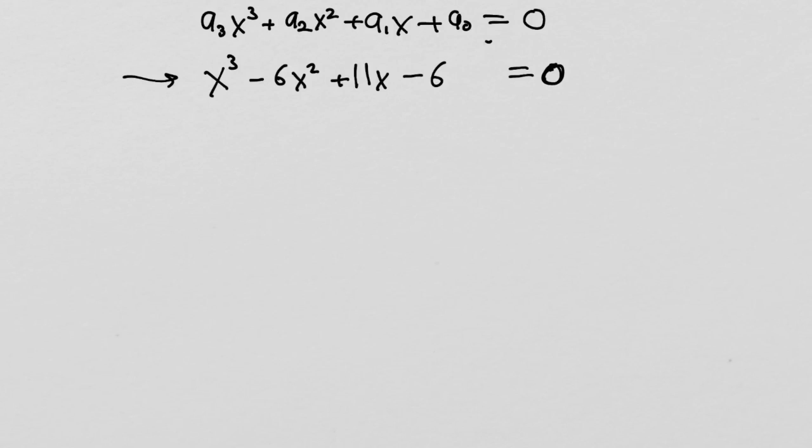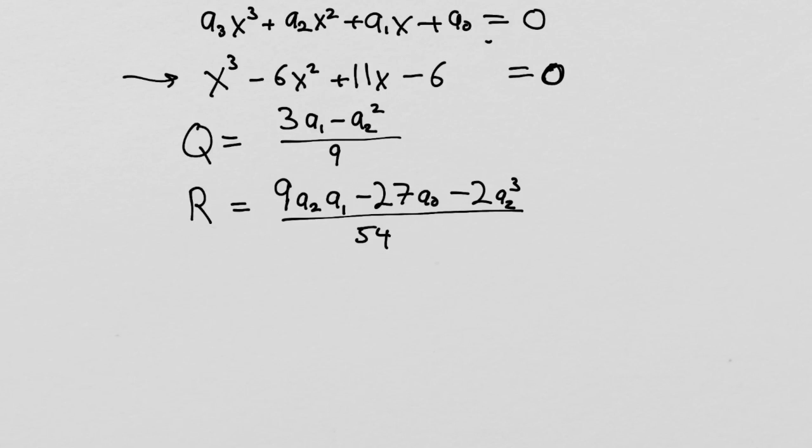We start by calculating two intermediate factors that are very important. One is called Q and one is called R. These are just some intermediate numbers that we need to know. Q is 3 times the linear factor minus the square of the quadratic factor, over 9. R is a little bit longer. It's 9 times the product of the quadratic factor times the linear factor, minus 27 times the constant factor, minus 2 times the cube of the quadratic factor, all over 54.